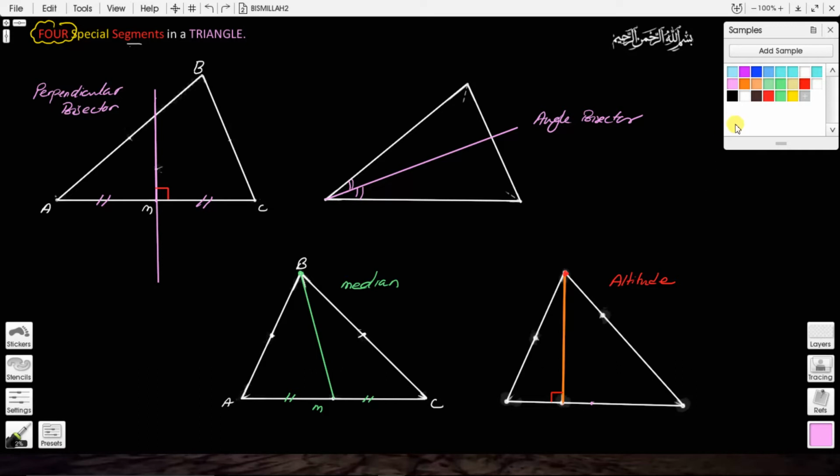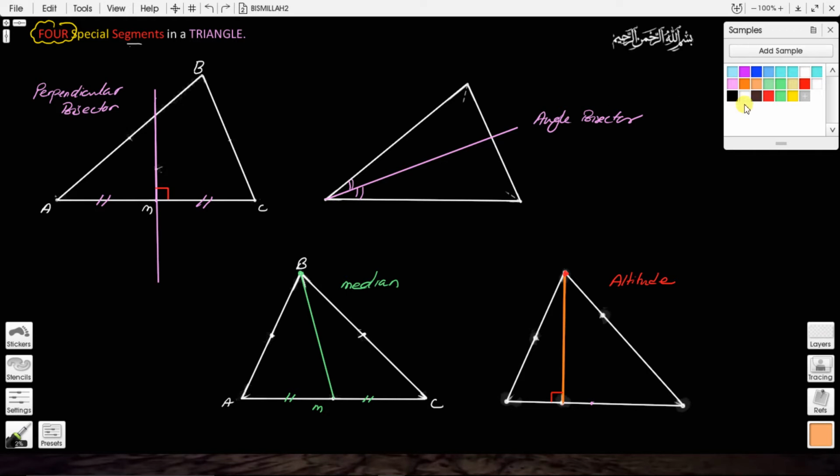So these are the 4 special segments or 4 special lines that are associated with a triangle. The first here is a perpendicular bisector. The second one is an angle bisector. The third one is the median, and the fourth is the altitude.